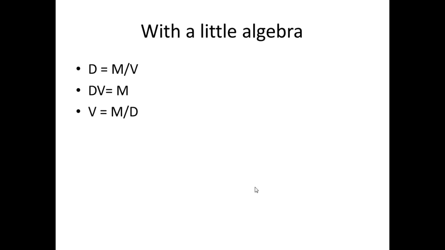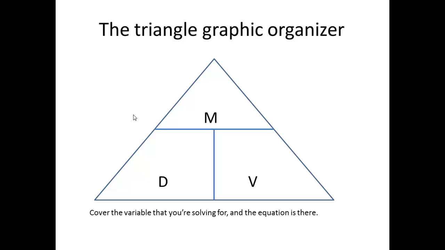So let's move on. You guys all took algebra. It's okay. We'll do a little review. You can actually also get all of these other formulas. From density equals mass divided by volume, you can solve for mass. Mass is equal to density times volume. You can also solve for volume. Volume is equal to mass over density. You don't have to write that down. But what I do want you guys to write down is a little trick that Mr. Costa and I have come up with to help you do this. So this is the triangle graphic organizer.